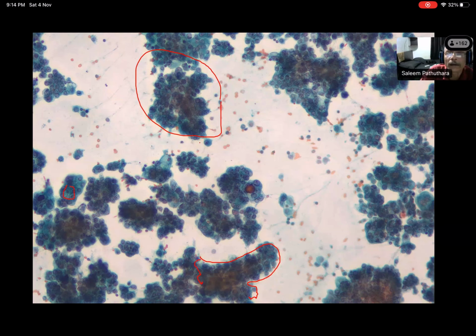Okay. Apart from that, you can also see the calcification. Can you see the calcification? Yeah, this is the calcification. We call it psammomatous calcification. Okay, so now, can you tell me what is your diagnosis?